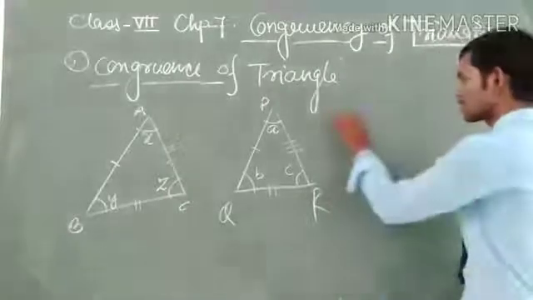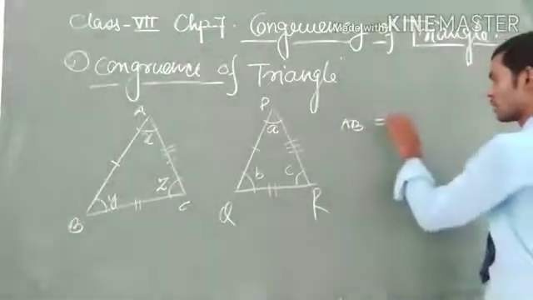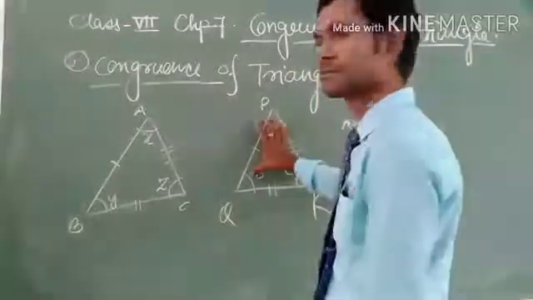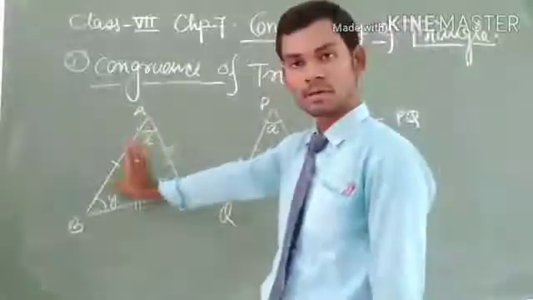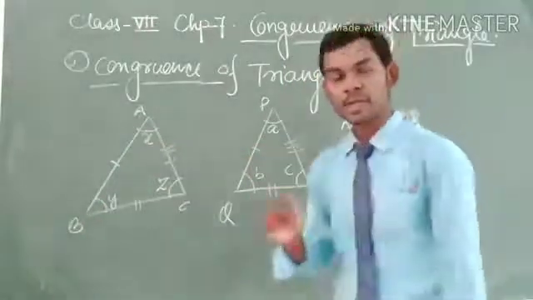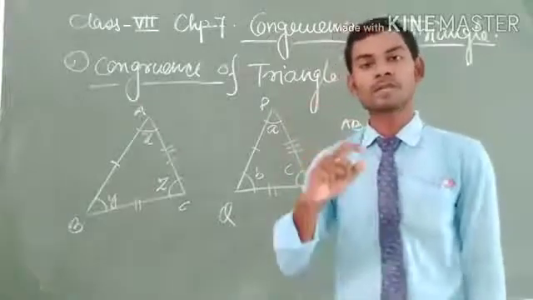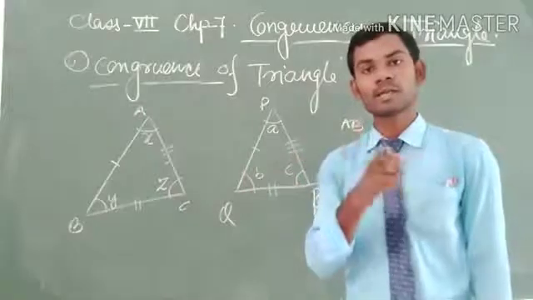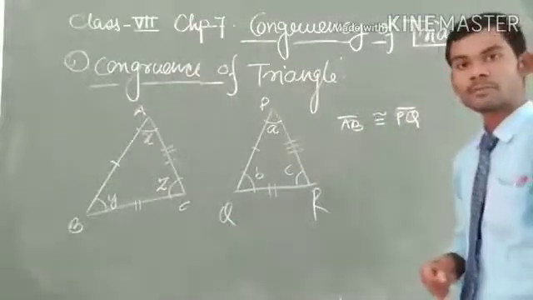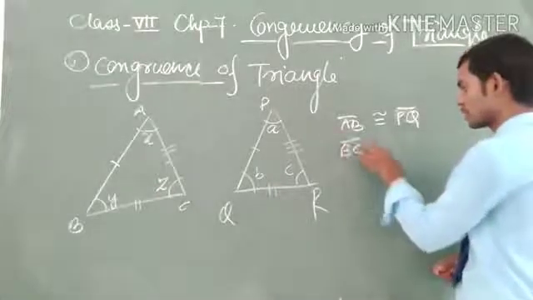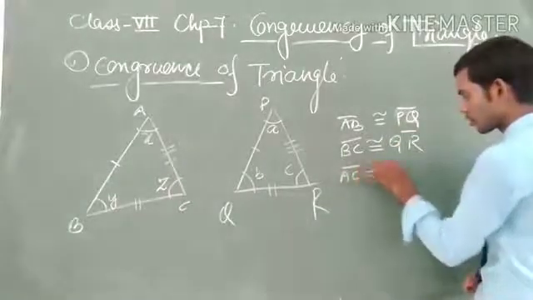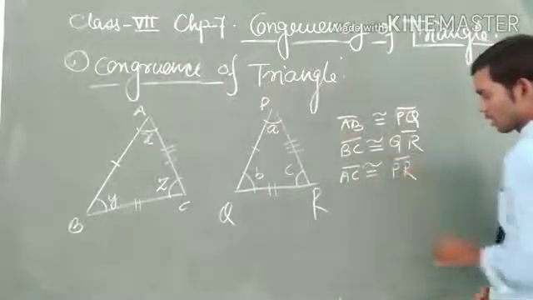So here we can write side AB is equal to side PQ, meaning that if we place this side on the side AB, then PQ completely covers the side AB. So we can say that AB is equal to PQ, or we can also say that the line segment AB is congruent to line segment PQ. Similarly, the line segment BC is congruent to line segment QR, and the line segment AC is congruent to line segment PR.